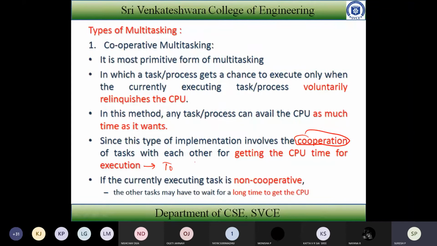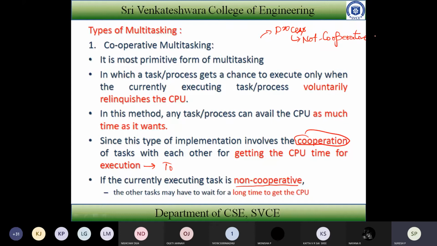Since a process is nothing but a program in execution. Okay. Now if the currently executing process or task is non-cooperative, what will happen? Assume that it is not cooperative. In normal terms, assume that you and your friends are working, right? Taking the same example, if he is not cooperative, what will happen? Even if you ask for the system, he will not leave it. If he is not leaving the system, it means you have to wait till he leaves the CPU. That means you don't have the understanding, you don't have the cooperation.